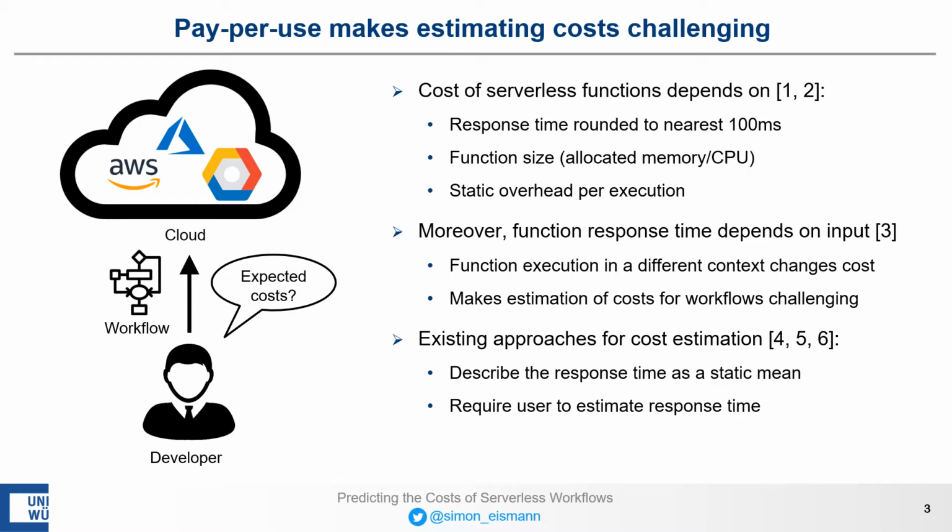If you, for example, imagine a function that processes images, the time this function takes to execute will heavily depend on the size of the image. So therefore, if we execute the same function in a different context, this can change its costs. And this fact makes the estimation of costs for workflows very challenging.